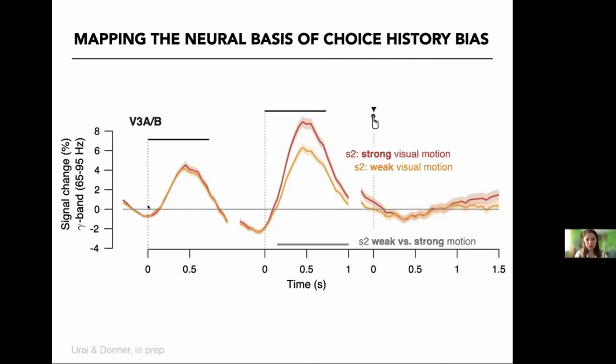So specifically, when we show this first interval here, there's an overall response, but it's always 70%, so there's no distinction. But in the second test interval, when we show strong motion, we see a much higher gamma band response than when we show weaker motion. So that's all a good sanity check.